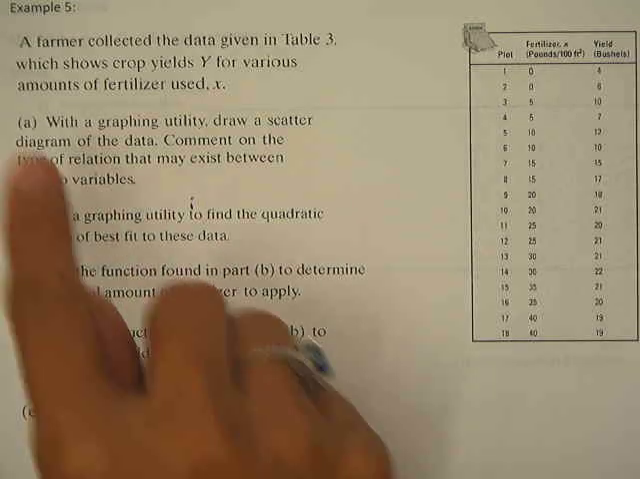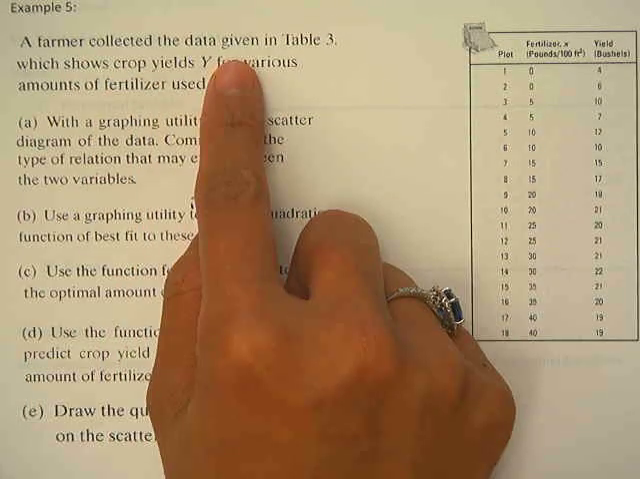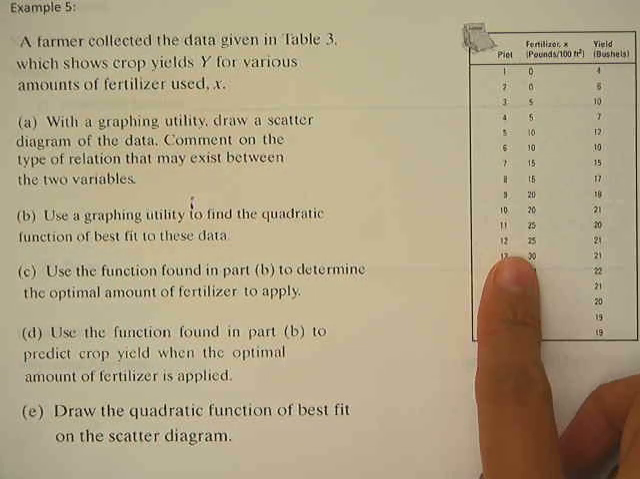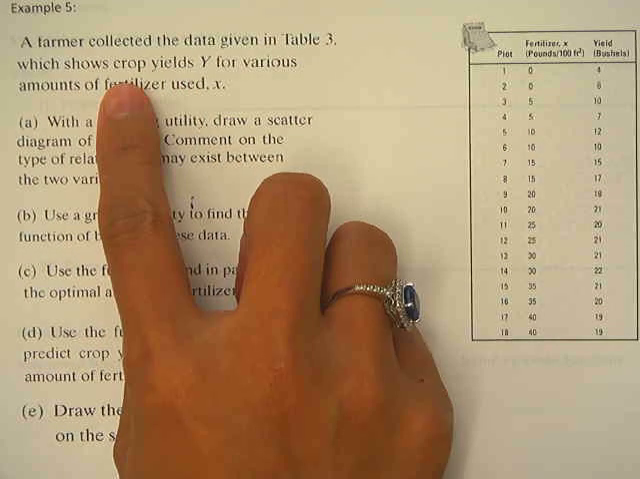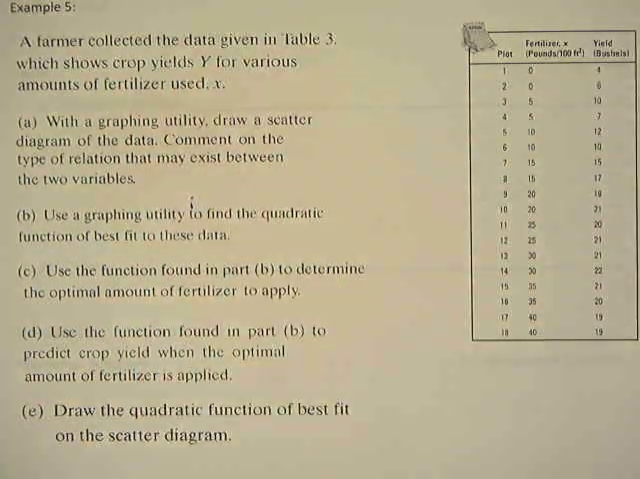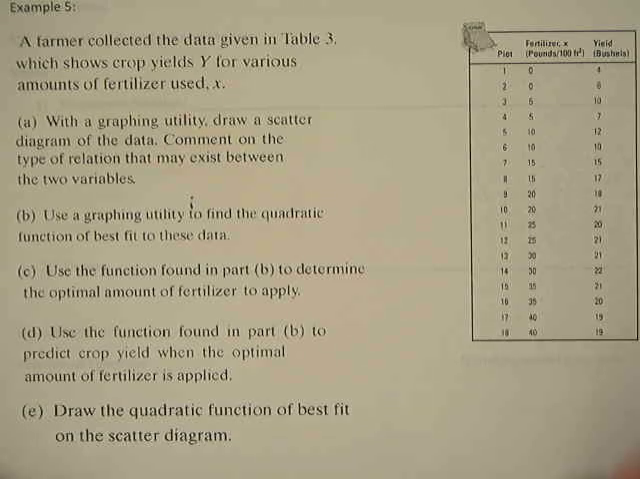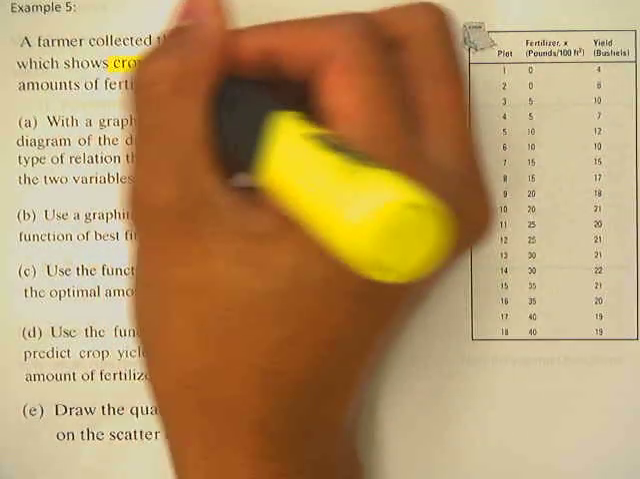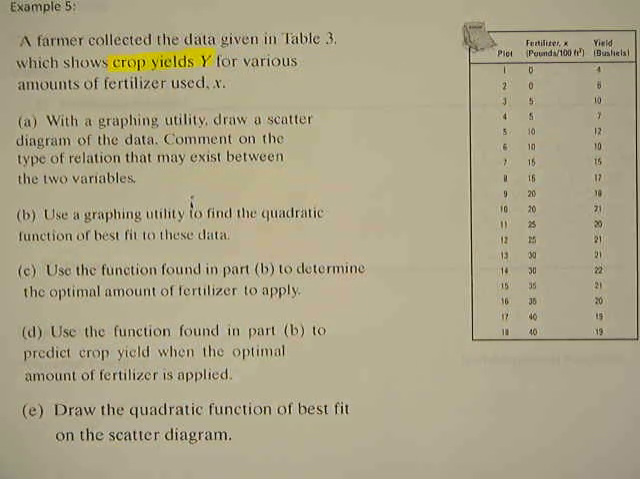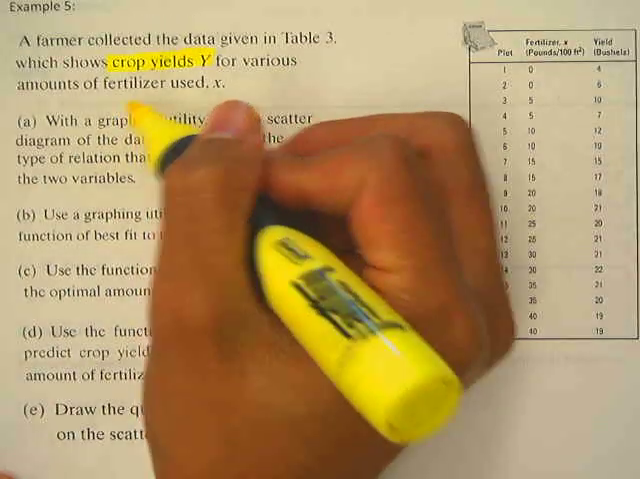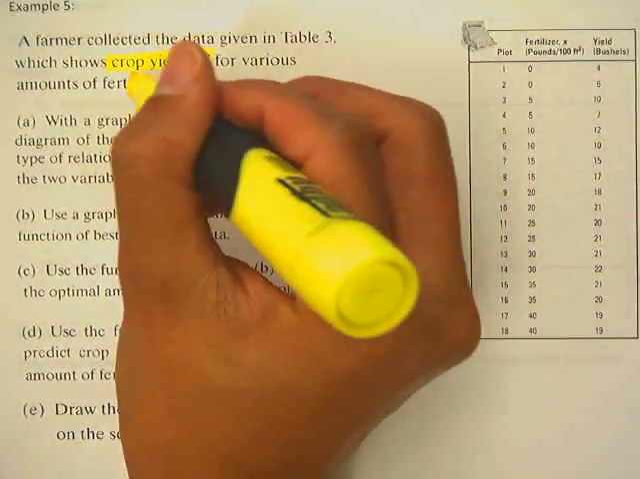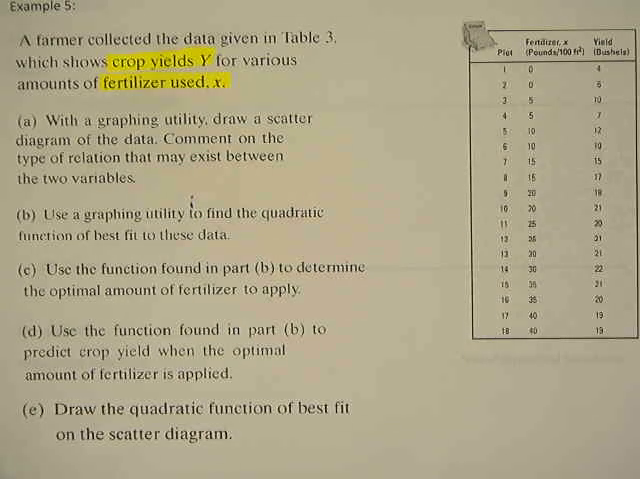Example 5. A farmer collected the data given on the table over here, which shows crop yields, which is Y. So let's highlight crop yields, which is the dependent. So crop yields is dependent on the fertilizer use.